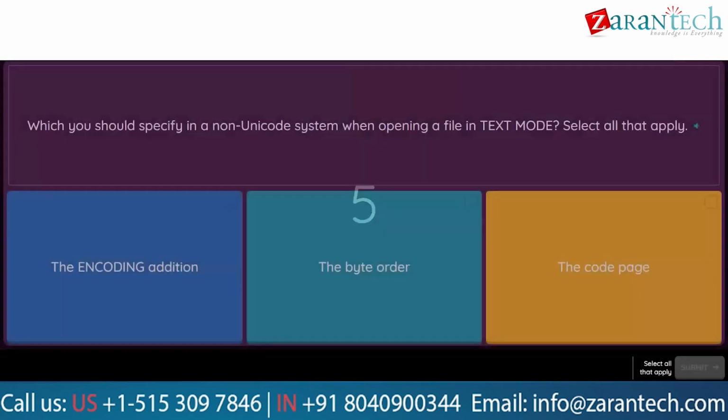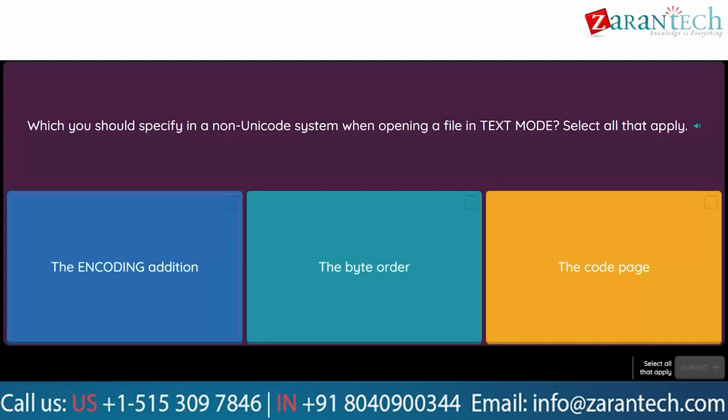Question: which should you specify in a non-Unicode system when opening a file in text mode? Select all that apply. Option 1 the encoding addition. Option 2 the byte order. Option 3 the code page.